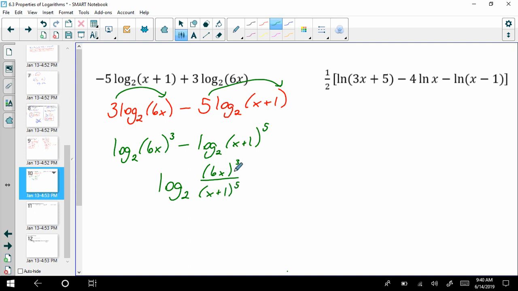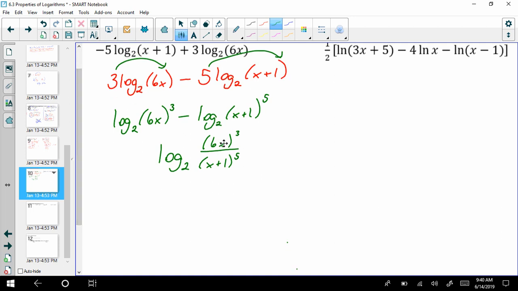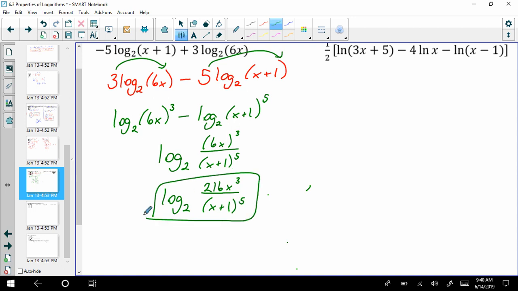Now, I would probably accept this answer, except there's one thing that you can do to make it a little cleaner. Because I just have a quantity up here, 6x being cubed, I could actually just cube that. So when I cube 6x, 6 cubed, I could just write it as 216x cubed over x plus 1 to the 5th. If you don't do that, then I will be very picky. You need to make sure that the 6x is in parentheses to show that that cube affects the 6 and the x.